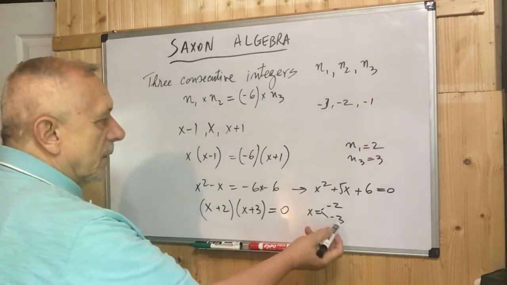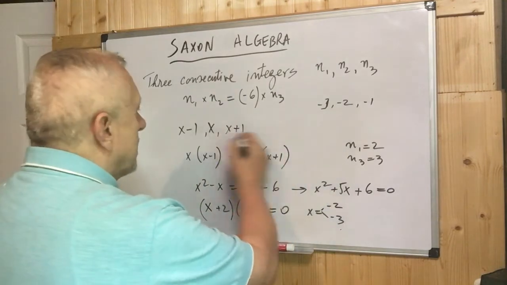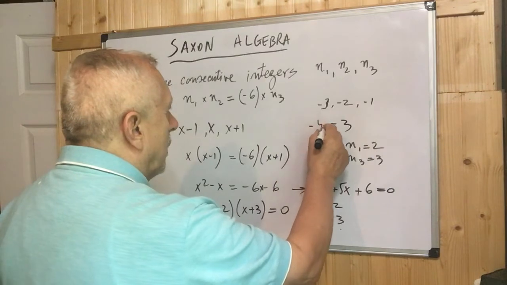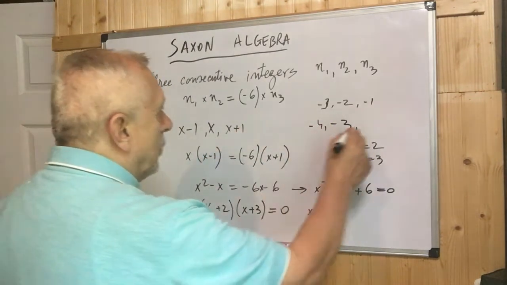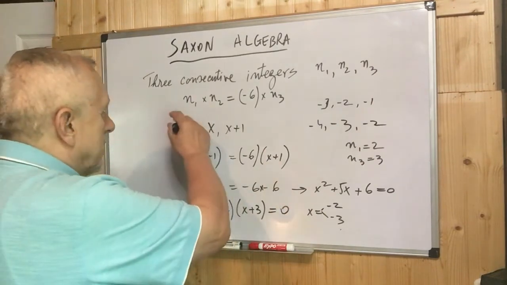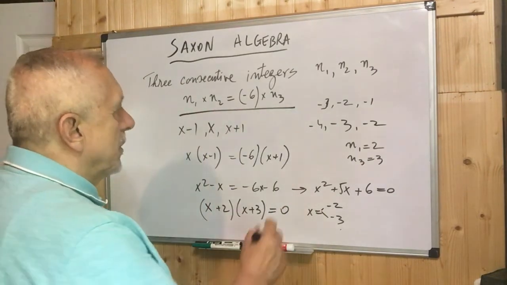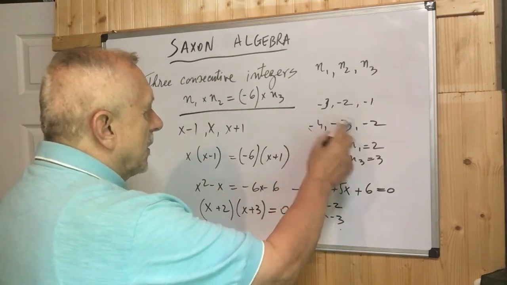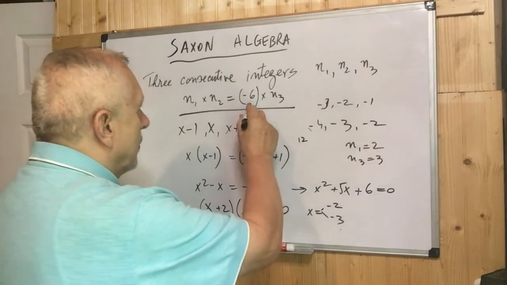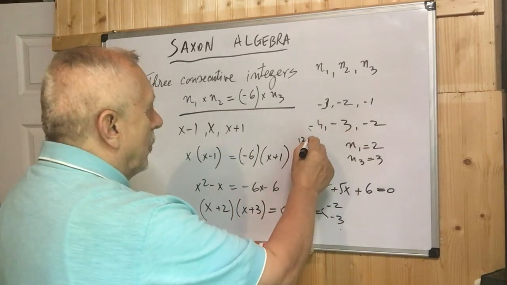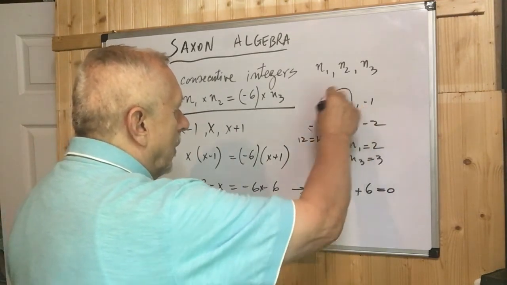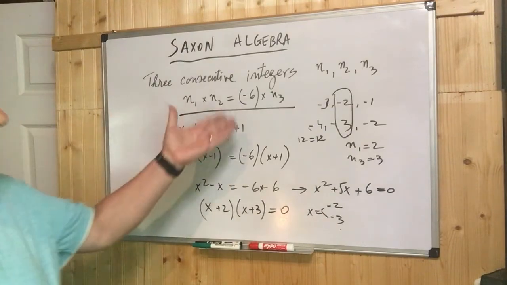Let's try the other solution, -3. If x is -3, the previous one is -4, and the next one will be -2. Let's see if this verifies this condition also. If we multiply the first and the second, -4 times -3, that will be 12. And -6 times the third one is also 12. So both of them, -3 and -2, are the solutions for this problem.